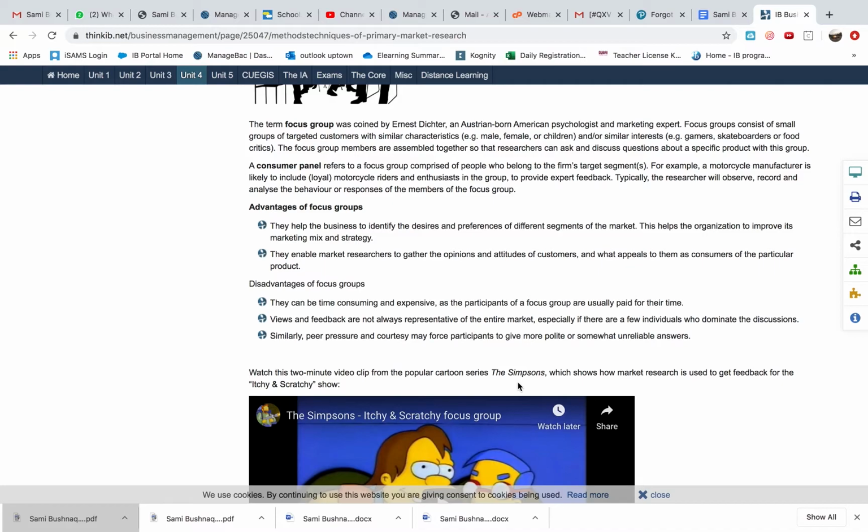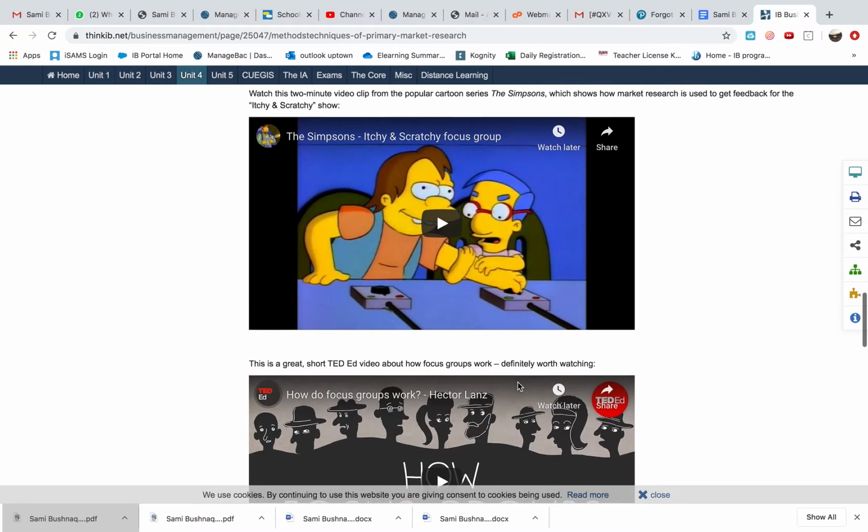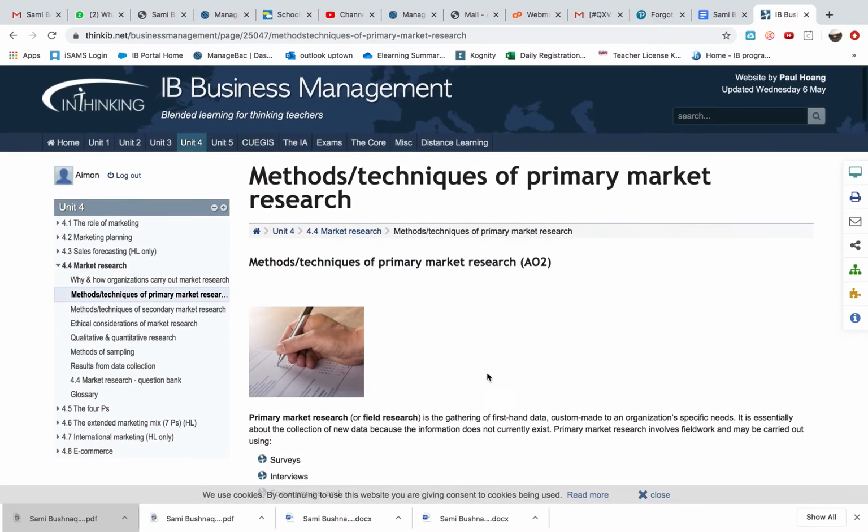Similarly, there's a lot of peer pressure that can happen in focus groups. So if one person is really dominant and they're really convincing, they might try and get other people, or other people might just agree with them. Or some people might just try and be more polite. So you might not always get the honest answer out of everybody. So that's primary market research. Let's take a look at secondary.